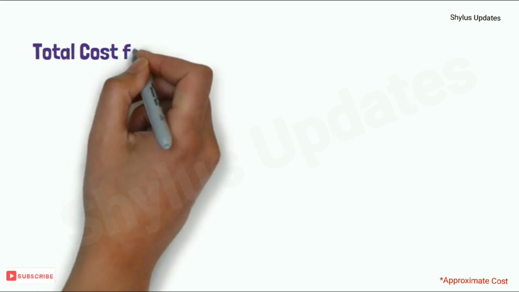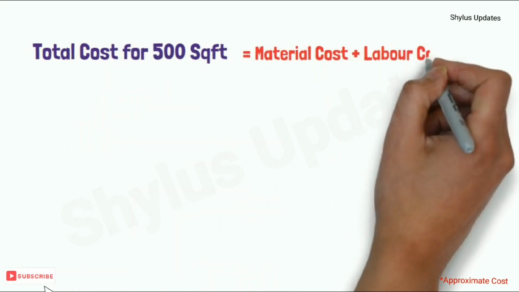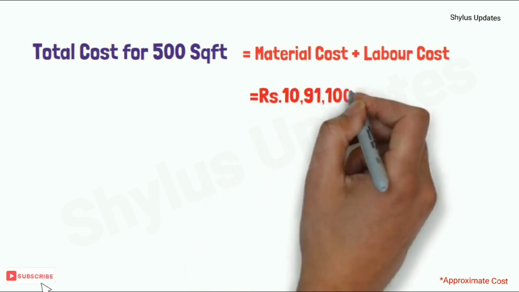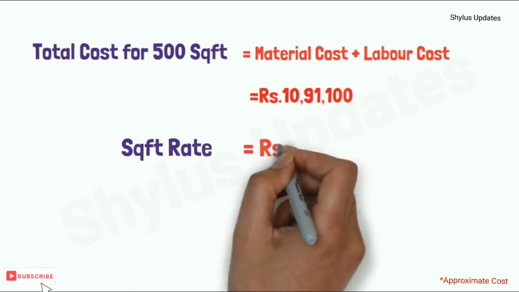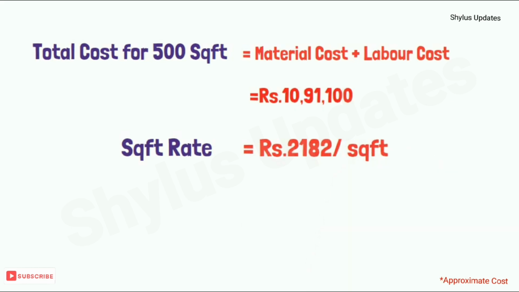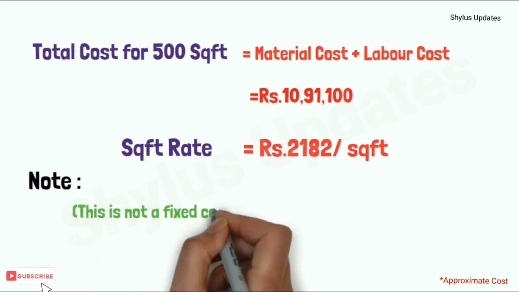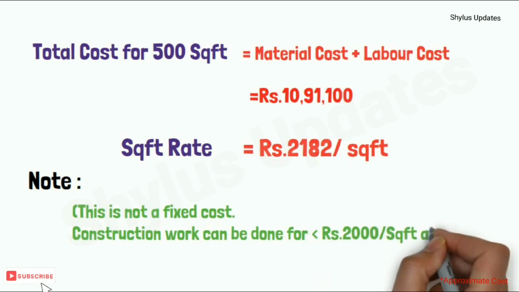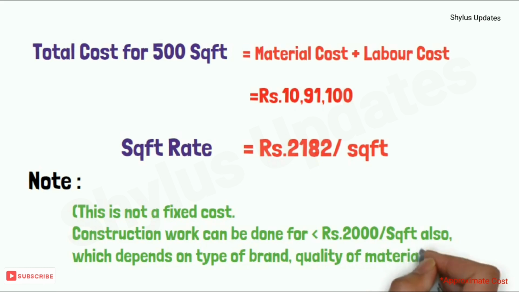Total cost for 500 square feet house is equal to material cost plus labor cost, which is equal to rupees 10,91,100. Square feet rate is equal to rupees 2,182 per square feet, which you can get by dividing the total cost by 500. This is not a fixed cost. Construction work can be done for even less than rupees 2,000 per square feet also, which depends on place, type of brand, quality of materials used.